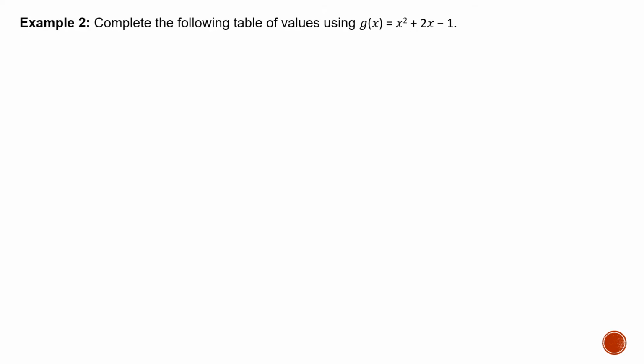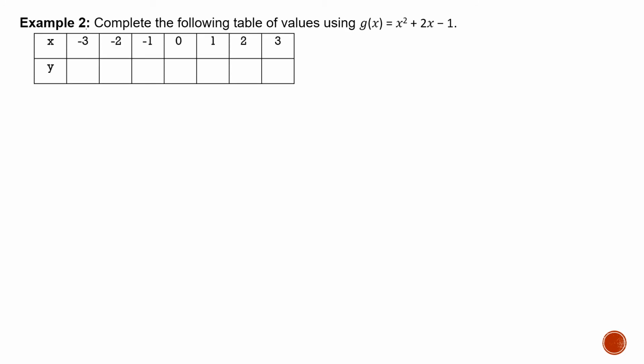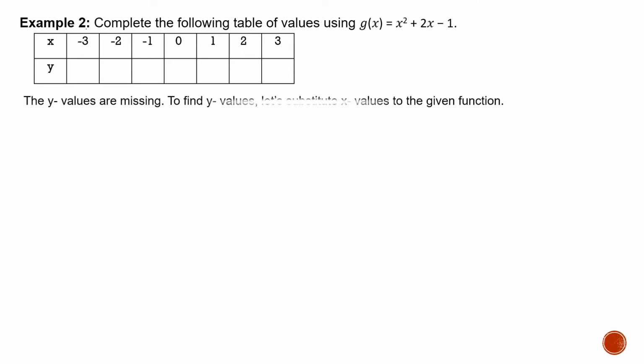Let's have another example. Complete the following table of values using g of x is equal to x squared plus 2x minus 1. So the values of x are negative 3, negative 2, negative 1, 0, 1, 2, and 3. So we will substitute these values in the function g of x is equal to x squared plus 2x minus 1 in order to find the values of y.